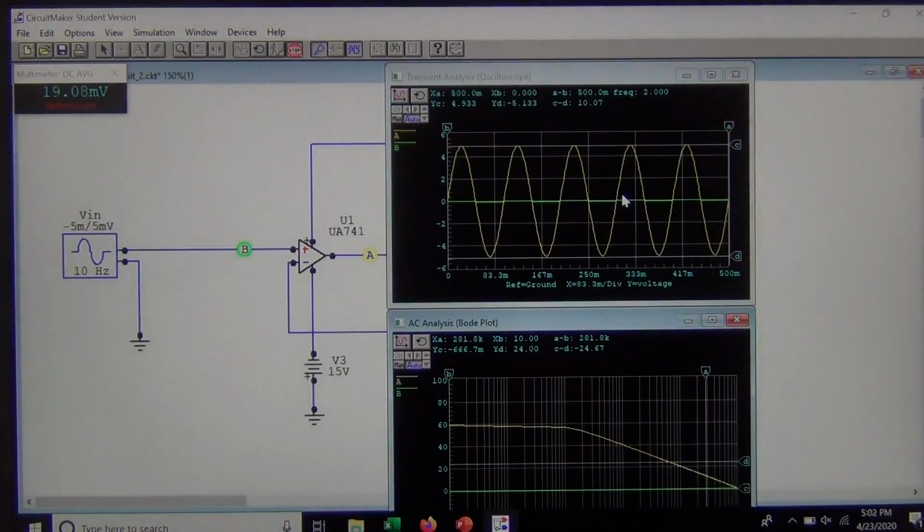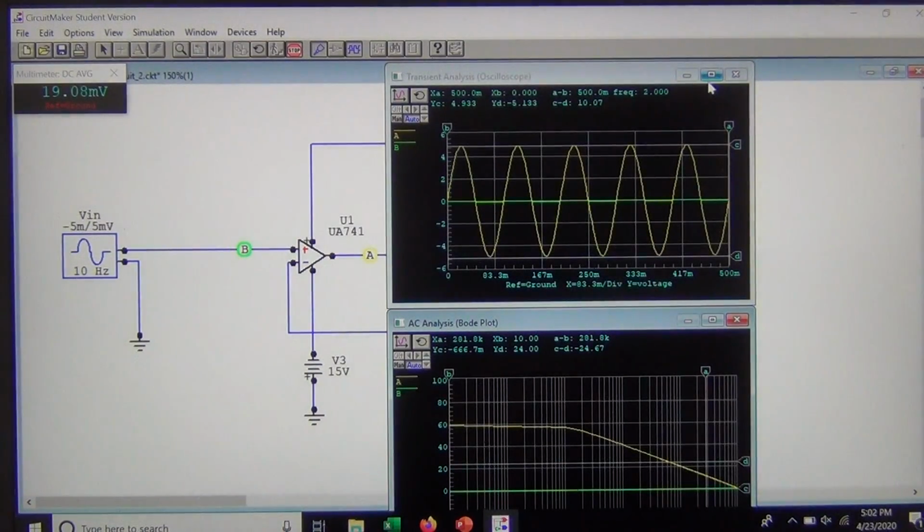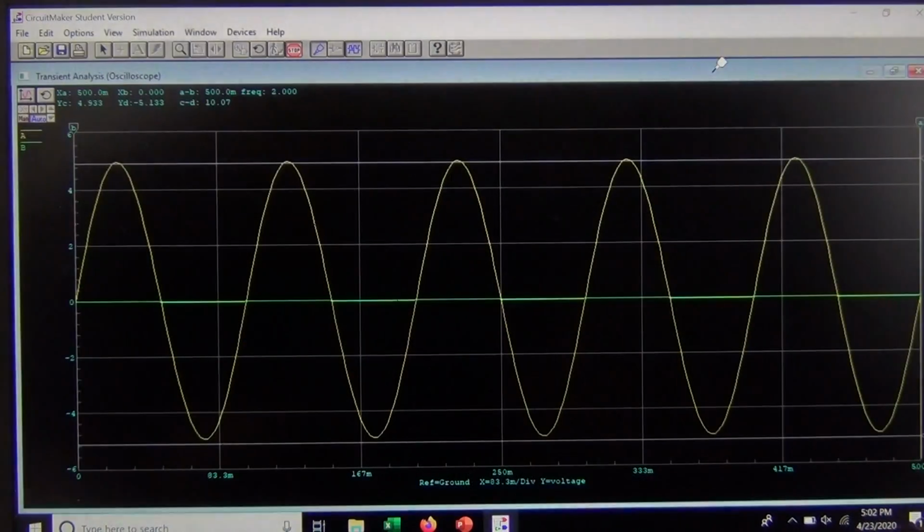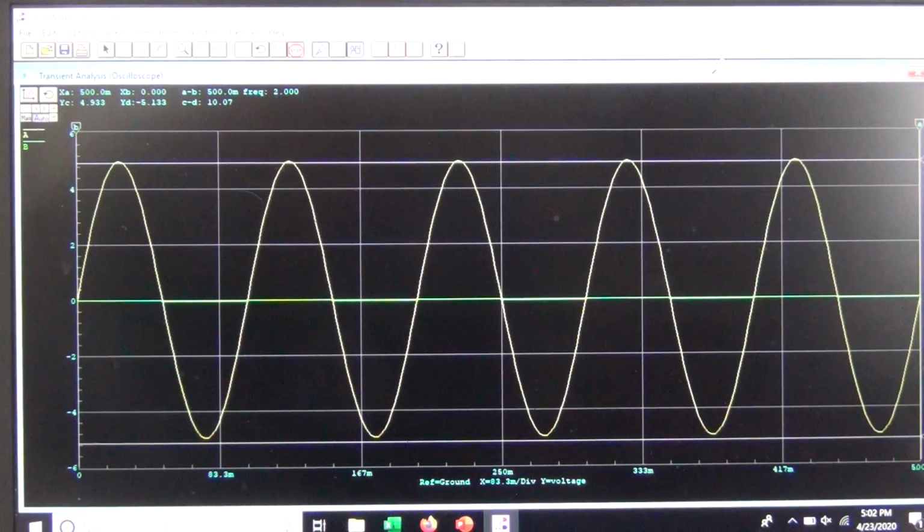and we can see the output. I'll blow this guy up. I'll get rid of this guy over here, blow this guy up, and you see that the input hardly changes at all, but the output now goes from about plus 5 volts down to minus 5 volts, or a gain of over 1,000. 1,000 plus 1 or 1,000 are very similar gains.